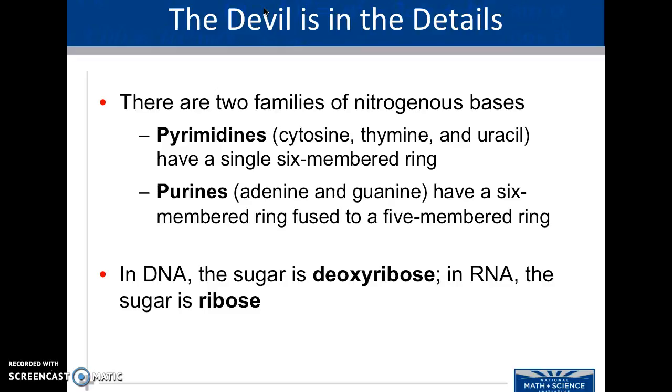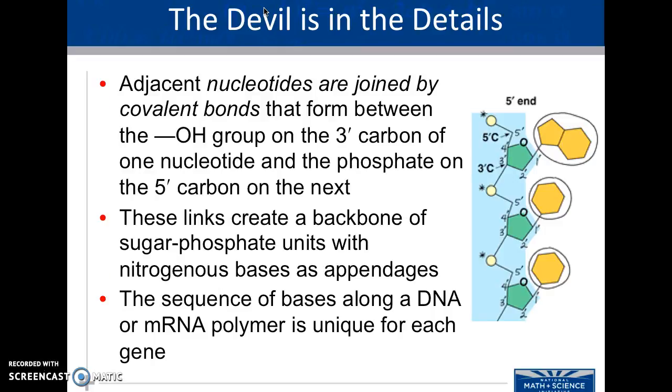This is, again, kind of covering what we talked about. Pyrimidines have a single 6-membered ring. Purines have a 6-member and a 5-member ring fused together. In DNA, the sugar is deoxyribose. In RNA, the sugar is ribose. These adjacent nucleotides are joined by covalent bonds that form between the OH group on the 3-carbon and the phosphate on the 5-carbon. And so these links create a backbone, which is our sugar phosphate backbone, which allows my nitrogenous bases to line up in the center of my DNA and pair up.